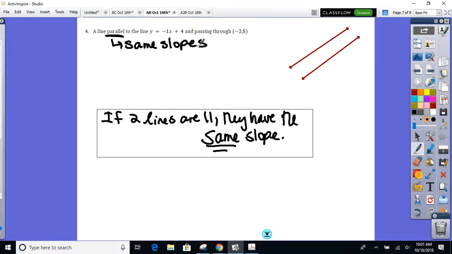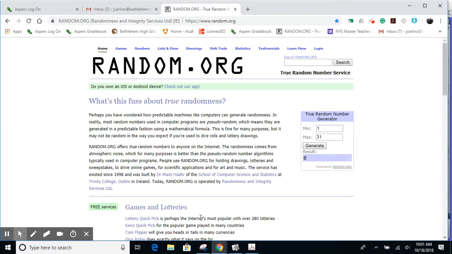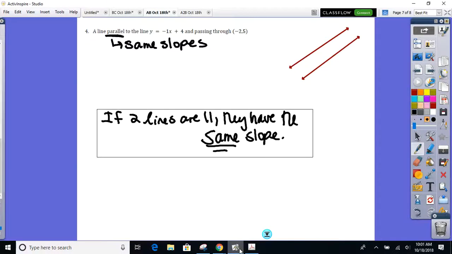What is the slope of the line I have given you right now? Negative 1x plus 4. What's the slope of that line? Negative 1. So what's going to be the slope of my new line? Negative 1. All right, you're halfway done with the battle. What's the only other piece of information I need to write the equation? The y-intercept. How have we been finding the y-intercept all day? By using y equals mx plus b.